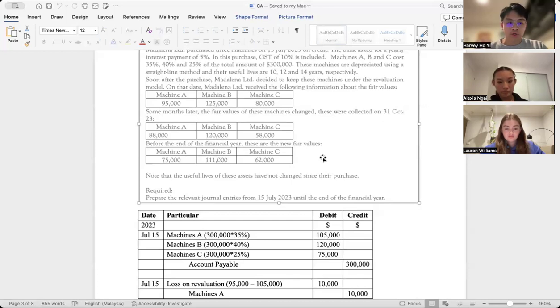Then we start to record a new revaluation. Machine A has a loss on revaluation of about 7,123. Machine B also has a loss on revaluation of about 2,333. But machine C has 6,762 of gain on revaluation.